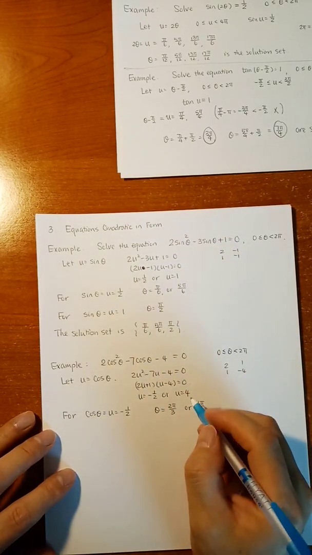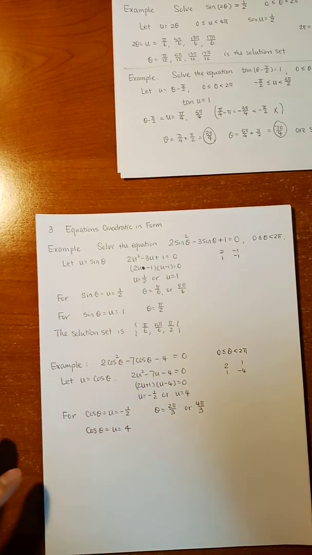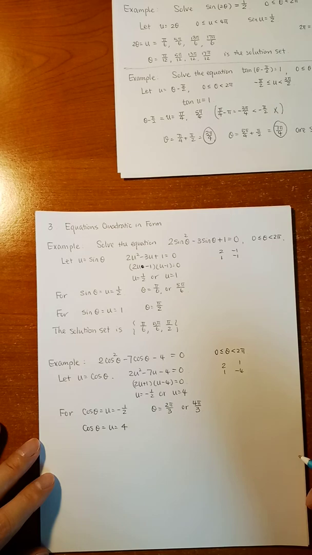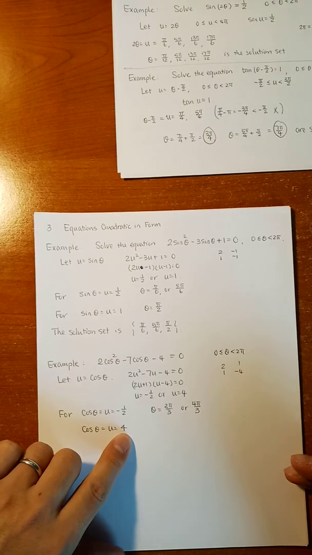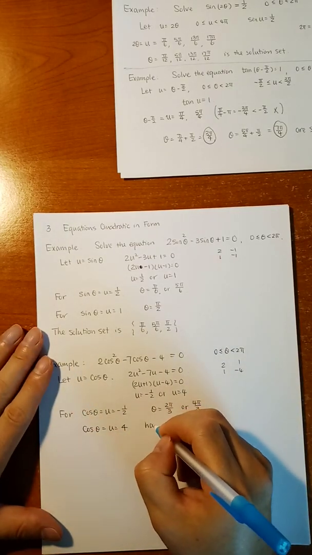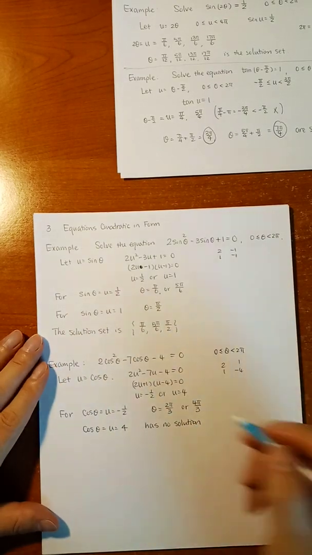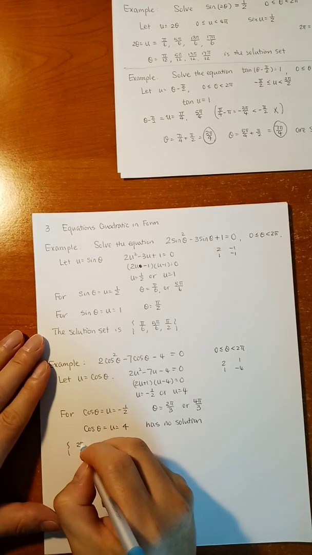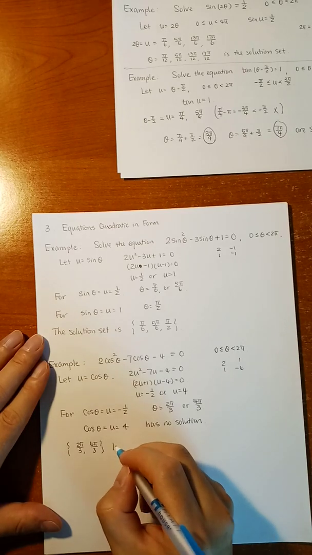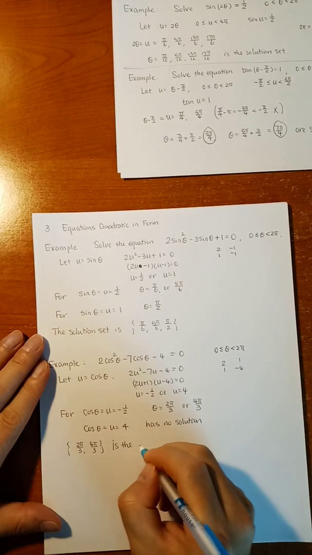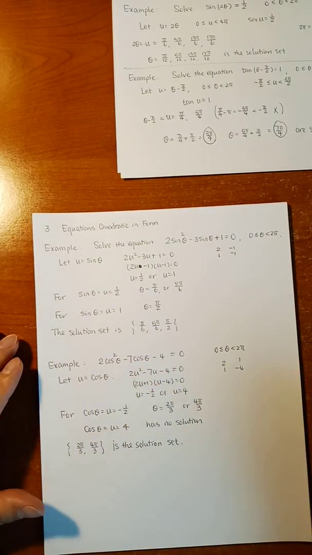And cosine theta equal to u equal to 4. We know cosine theta has a range between negative 1 and positive 1. So this equal to 4 has no solution. Okay, so only two solutions. This is the solution set.